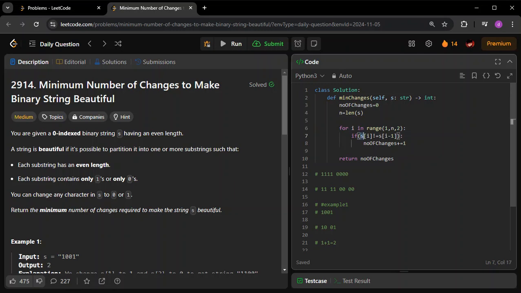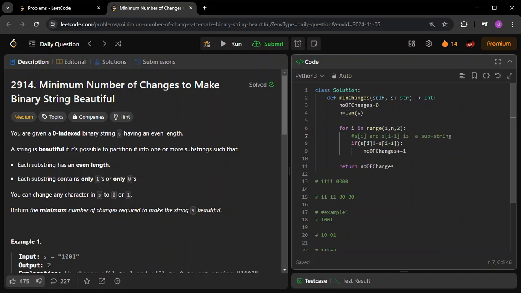At every step I check whether the ith value is the same as the i minus 1th value. That is, when I'm at 1, I check whether s of 1 is the same as s of 0. Similarly, when I am at 3, I check whether s of 3 is the same as s of 2. Because I have to check in pairs, I am treating s of i and s of i minus 1 as the pair, the smallest pair, a substring.